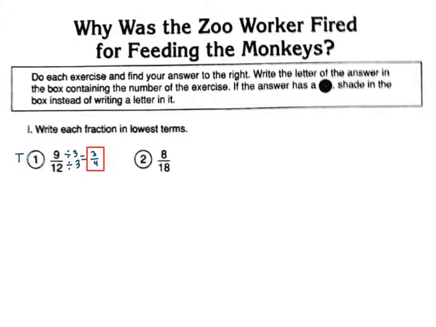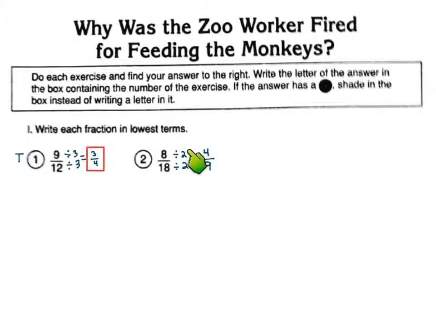Number 2, we ask ourselves once again, what's the biggest number that goes into both 8 and 18? And so I go through it, I say, well, 2 goes into both of them, then 4 doesn't go into either one, 8 doesn't go into either one, so 2 is our biggest number. So we're going to divide by 2, and so 2 goes into 8 4 times, and 2 goes into 18 9 times. And so that's reducing fractions. We want to simplify them down.